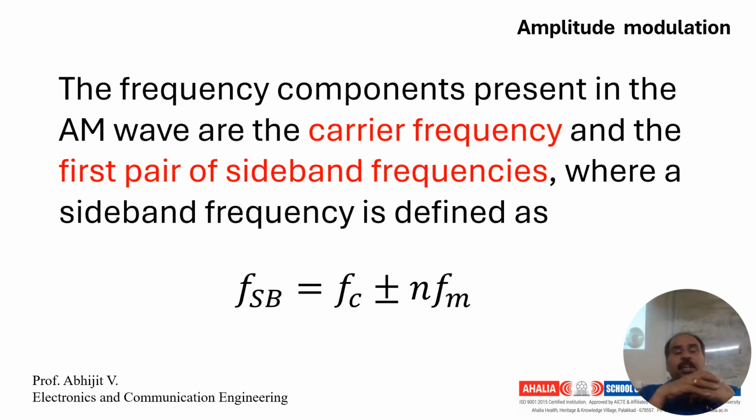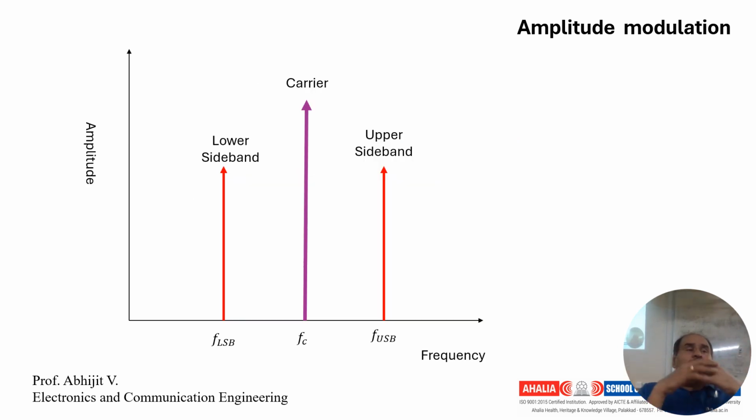The frequency components present in the amplitude modulated wave are the carrier frequency and the first pair of sideband frequencies. That means sideband frequencies are there. We have two things, Fc plus Fm and Fc minus Fm. We have two sidebands. If you take these two components, one will be Fc plus Fm, the other one will be Fc minus Fm. Now let us draw the frequency components in a graph where the y-axis is the amplitude and the x-axis is the frequency. This is the graphical representation of frequency sidebands.